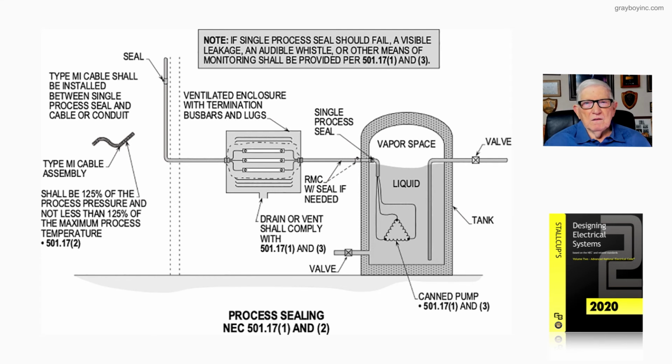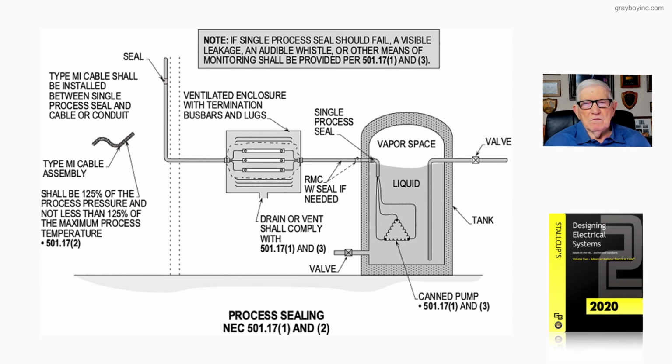So as the note says, it's either you have a process seal, and if it should fail, then a visible leakage or an audible whistle or other means acceptable to the authority having jurisdiction shall be provided in accordance with 501.17 1 and 3. So that's pretty clear, that one process seal.